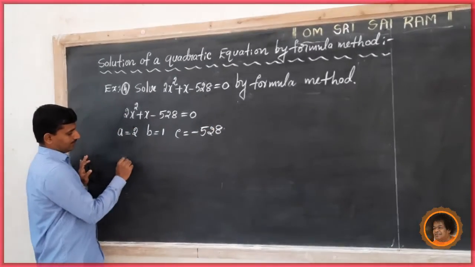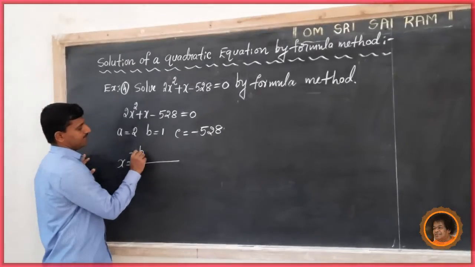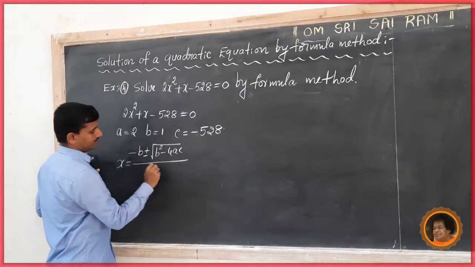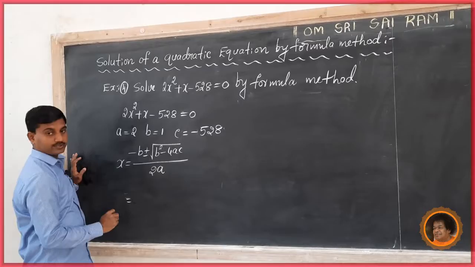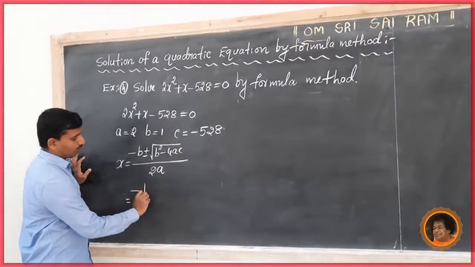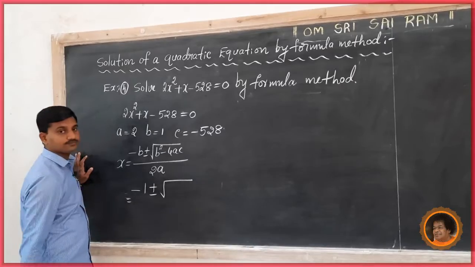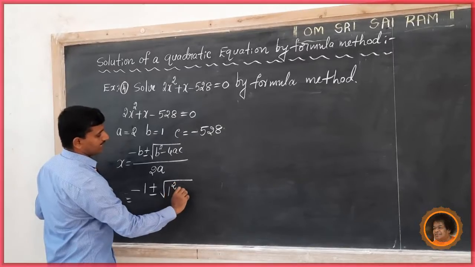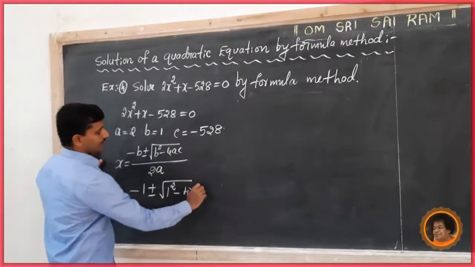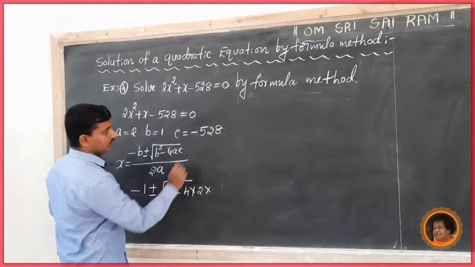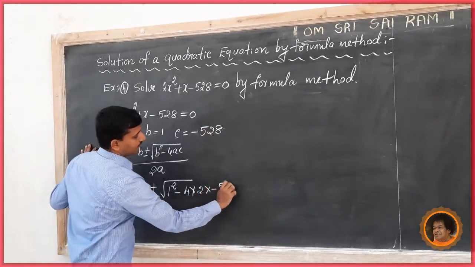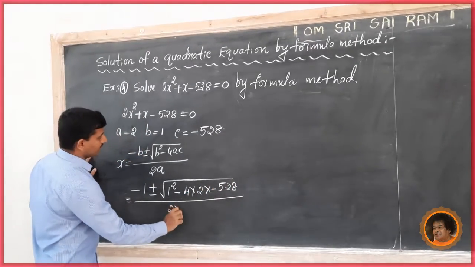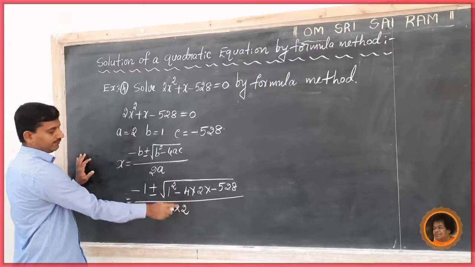Write the quadratic formula: x equals minus b plus or minus square root of b square minus 4ac, divided by 2a. Now substitute the values: minus b value 1, plus or minus square root of b square, value 1 square, minus 4 into a value 2 into c value, that is minus 528, divided by 2 into 2. Here 2 into a value 2.